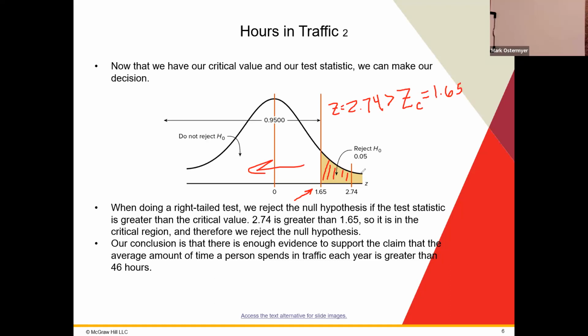And our summary and conclusion is that sample evidence is strong enough to suggest that the mean wait time of all people that drive, and there could be millions and millions of people that drive, exceeds 46 hours, which is the national average. And we only stand a 1% chance of having rejected a null hypothesis that may be true.